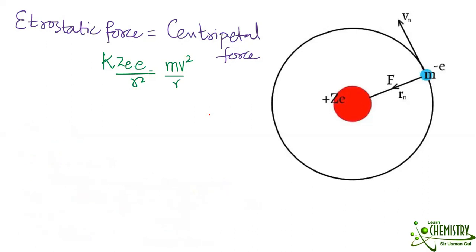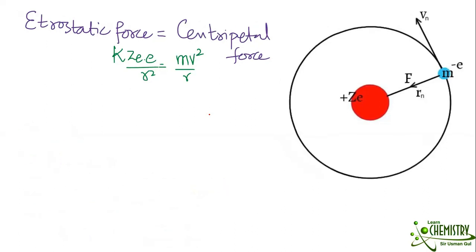The first simplification we can see is that this r and that r can be cancelled. After the cancellation, we get k Z e square upon r equal to mv square. This is the first simplification.